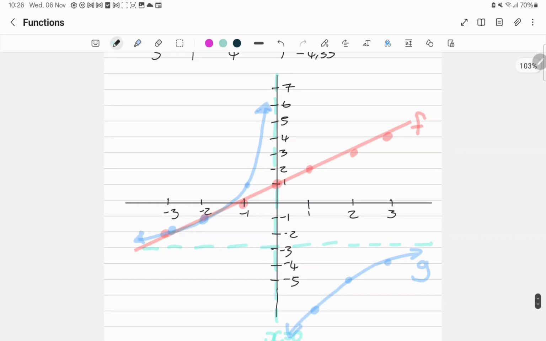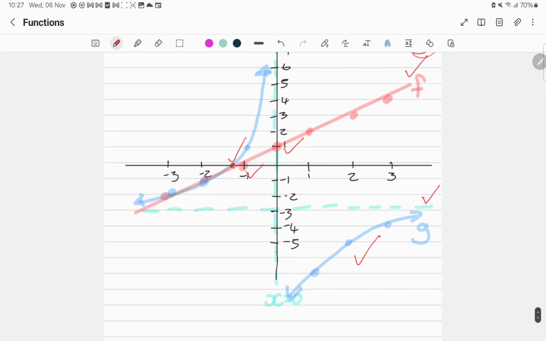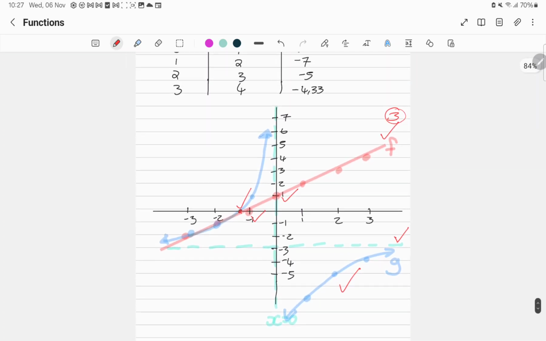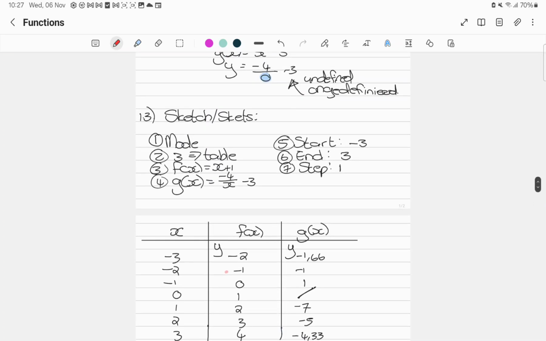So what do you get marks for if I had to mark this? Well, firstly, you will get marks for f of x. Is your y-intercept there? Is your x-intercept there? Is your shape correct? 3 marks. Then you're going to do the same for g. Are my asymptotes there? One more. Is the shape correct? Yes, they look like hyperbolas. And then is my x-intercept there? Yes, it is. If you can, go and calculate it as well. But that is how your sketching marks will be allocated.